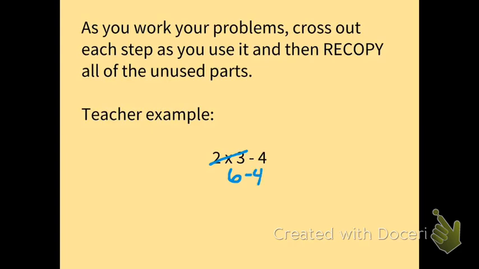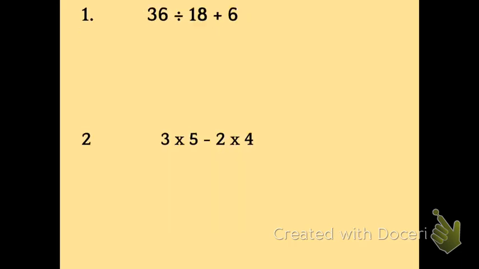And now we just have 6 minus 4 left, so that's the only thing we can do. What is 6 minus 4? 2. And we're going to circle our answer. See how it looks like a tornado because it gets smaller at the bottom. Okay? All right, so let's work the first problem together.